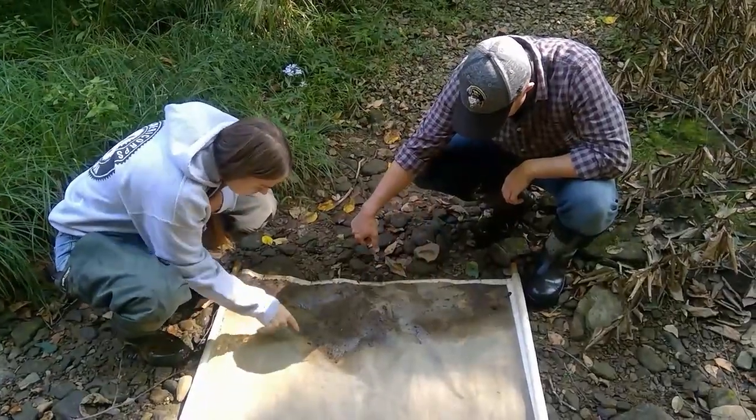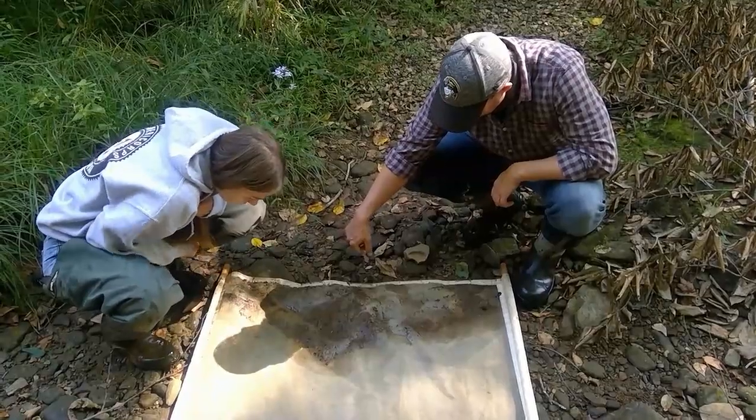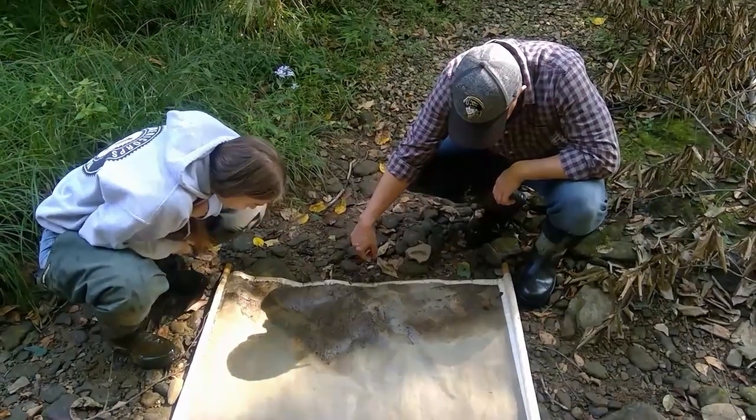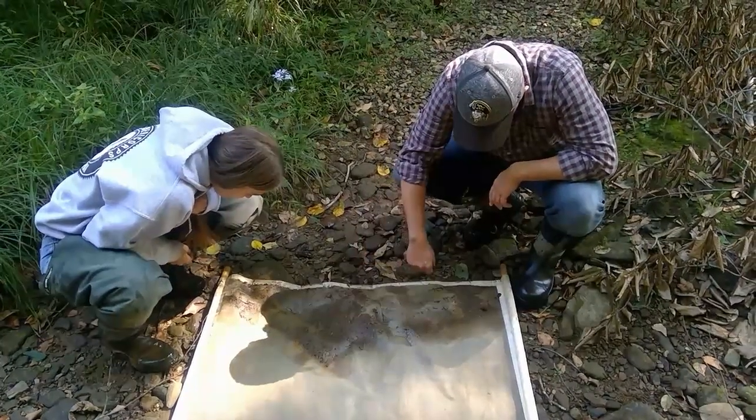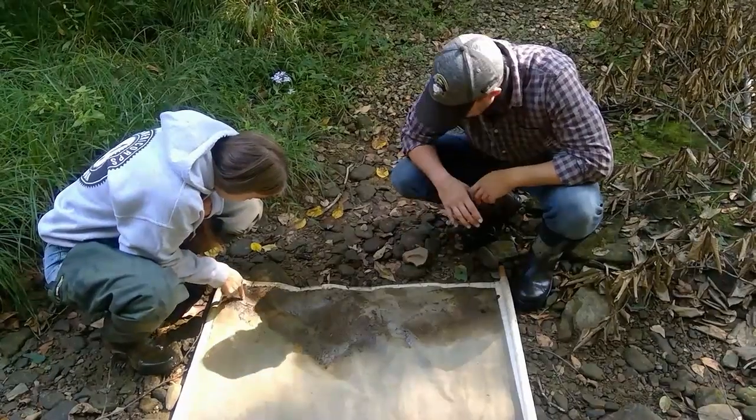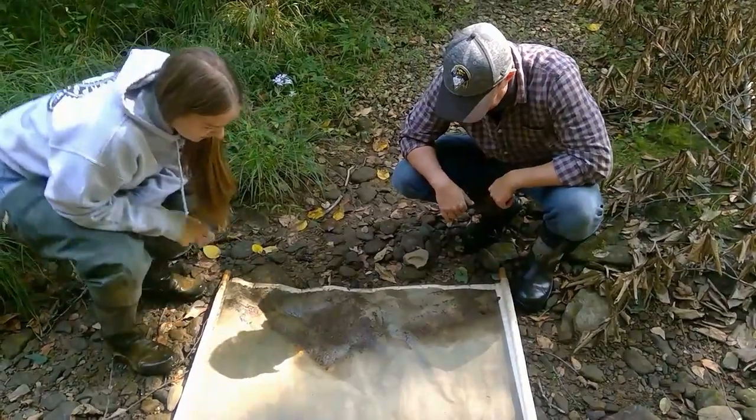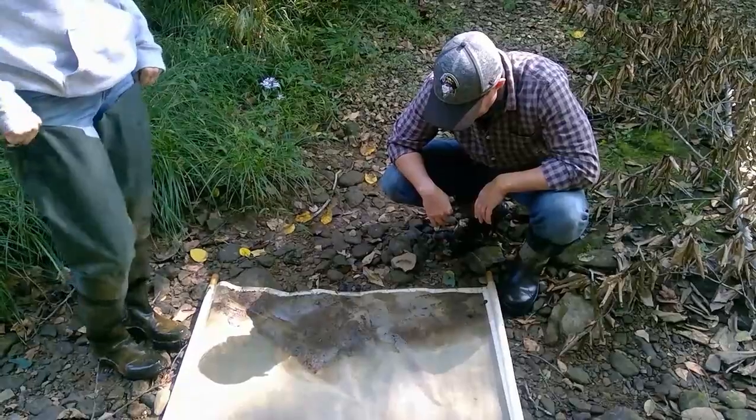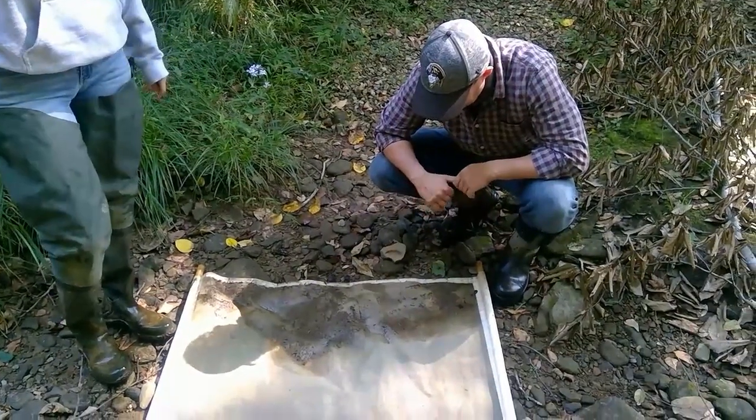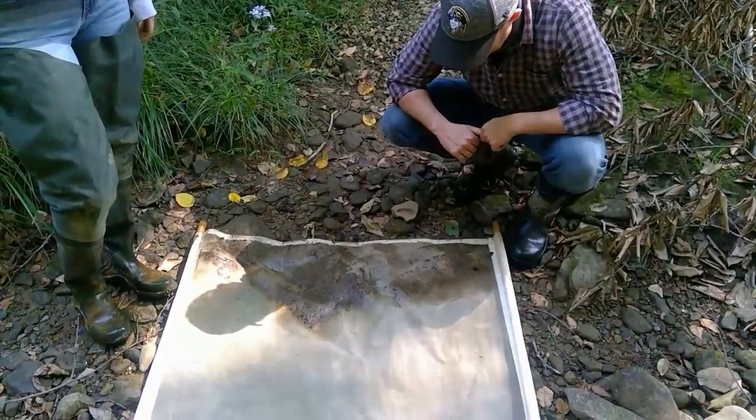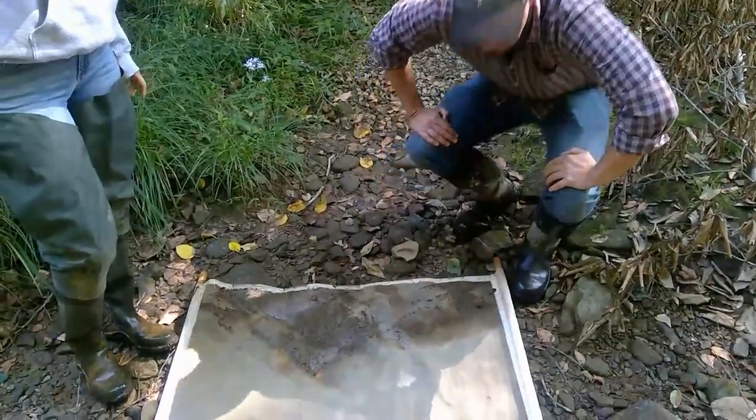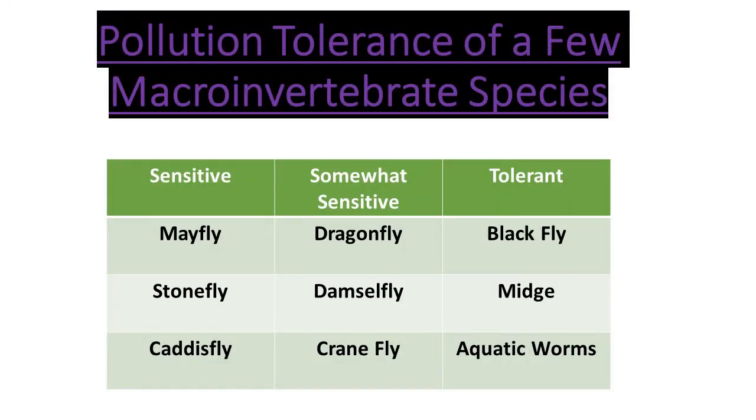Now the kind of macroinvertebrates found sometimes is just as, if not more important, than how many macroinvertebrates are found, because finding only tolerant species of macroinvertebrates doesn't mean the stream is all that healthy. But if you have a large quantity of different species of macroinvertebrates, including some of the more sensitive macroinvertebrates, that tells you that you have a pretty healthy stream.